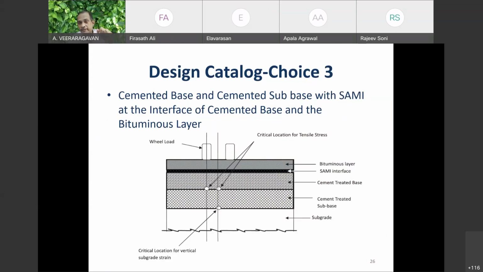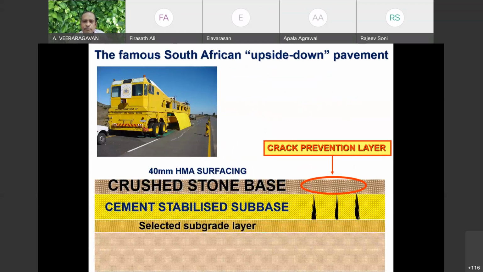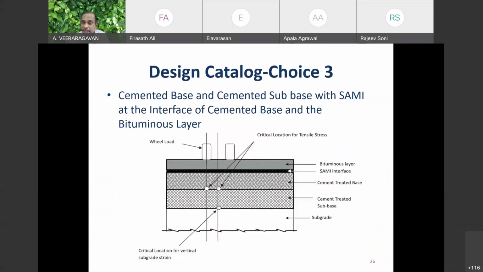Now I have two choices. I have a granular layer, which I have shown here as a crushed stone base. So I provide a SAMI layer, which is better. When aggregate is not available, I can go in for a SAMI layer. How to introduce this? What is the fatigue life of this? This is again another area for research.